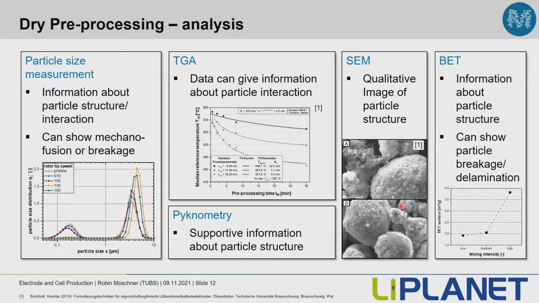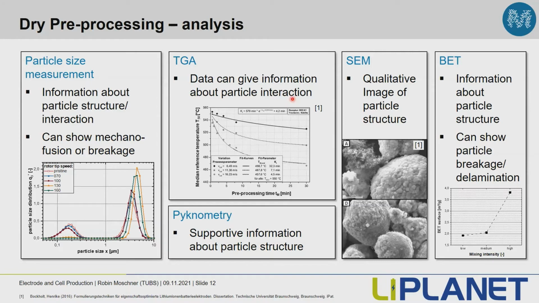The ways to analyze or characterize our intermediary product, the dry particle mixture, are also multiple. I just want to show you a selection here. For example, we can do particle size measurements, which give us information about particle structure and interaction, and can also show mechanofusion. You see here in the diagram, this peak for the carbon black vanishes when we increase the rotor tip speed of the ring shear mixer. So we see there's no free carbon black anymore.